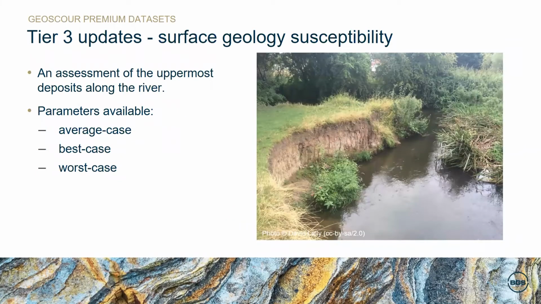The surface geology susceptibility layer is an assessment of the uppermost deposits along a river. And these will be superficial deposits where present, or bedrock where there's no superficial deposits present. Both analyses of the surface and bedrock geology are provided as average case, best case, and worst case parameters to convey the variation and heterogeneous behaviour of geological deposits. And this also allows the user to consider both end members for scour potential according to their needs. These data layers identify primary geological properties influencing scour potential, including material density and mineralogy.